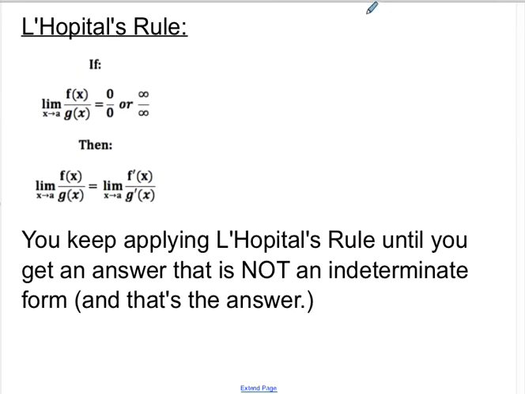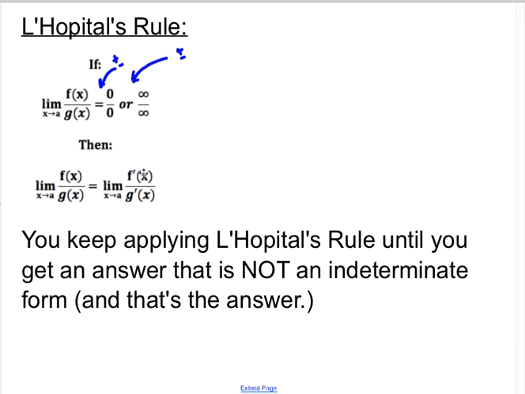So here's L'Hopital's rule. If you have a limit as x approaches a of f of x over g of x, and that limit is either a 0 on top of a 0 or an infinity on top of an infinity, and I'm going to go ahead and throw in there that it could be a plus or minus in front of either of those, right? It doesn't matter if there's a negative in front of the 0 or a negative in front of the infinity.